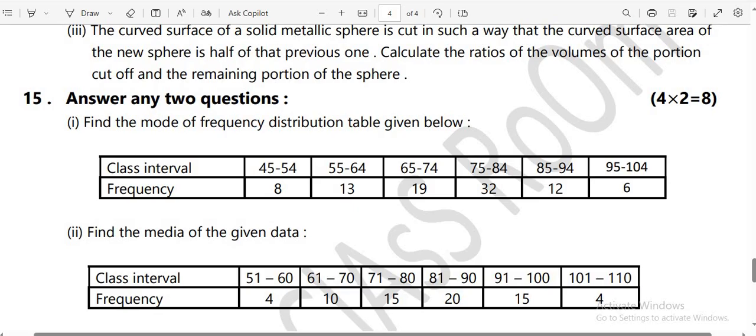Question number 2. Find the median of the given data. Class interval, frequency: 51 to 60; 61 to 70, 10; 71 to 80, 50; 81 to 90, 20; 91 to 100; 101 to 110.